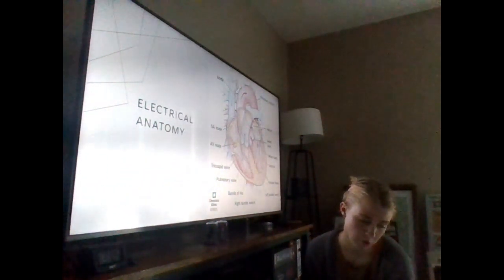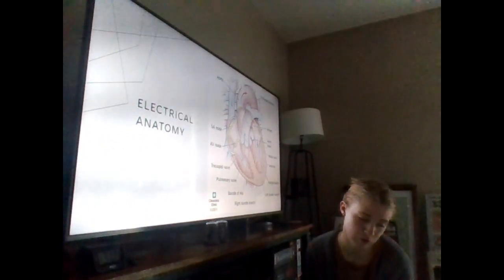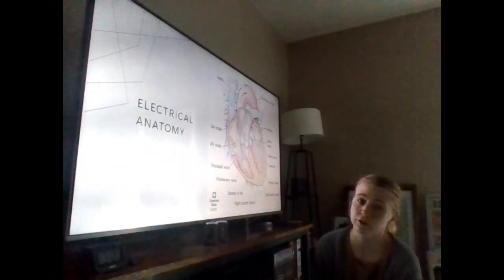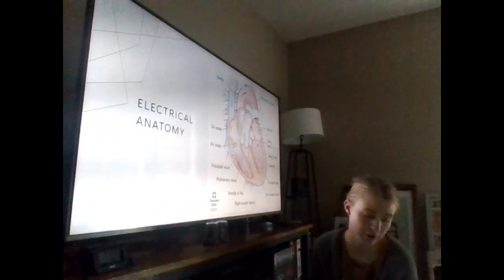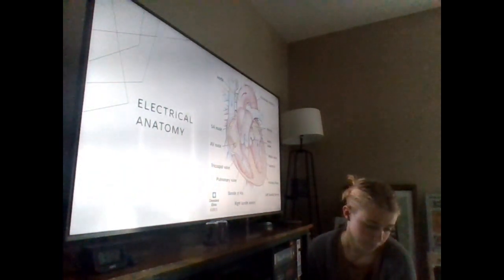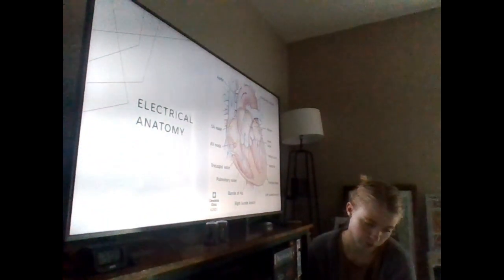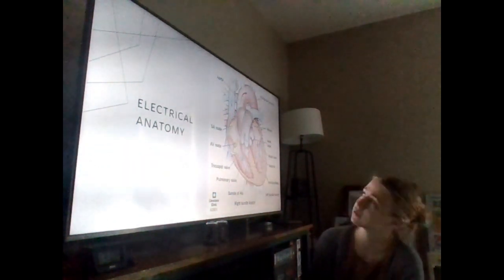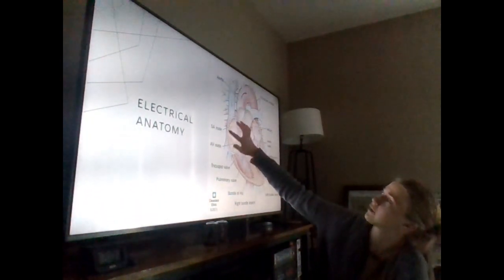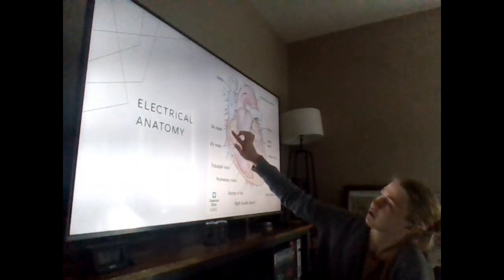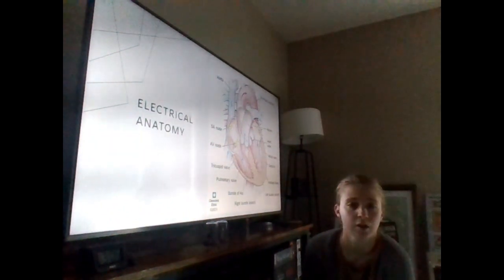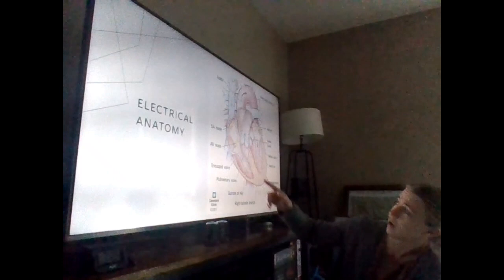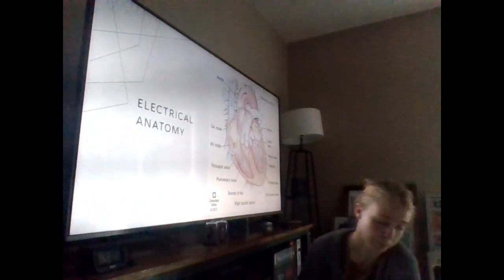So starting at the SA node, this is normally the heart's intrinsic pacemaker if everything is going right on just a normal day. This is where your cardiac impulses originate, from that SA node. It sits in your right atrium near where the superior vena cava dumps its blood, right there. So SA node, superior vena cava. It sits right on top of your right atrium. Remember that we said that your right coronary artery feeds that because it's on the right side of your heart.